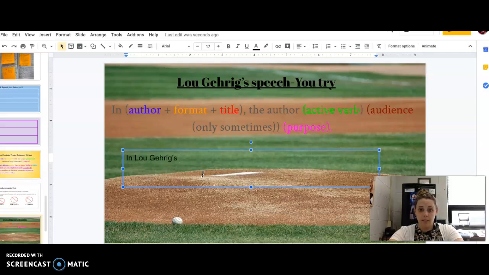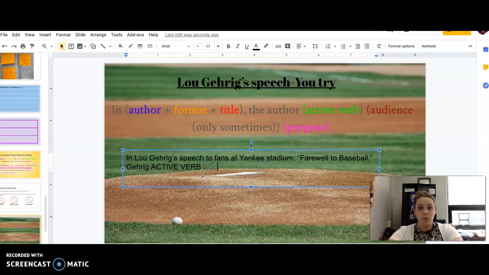in Lou Gehrig's speech, and here's where I can use my personal style to change things, right? I could even put the audience up here. In Lou Gehrig's speech to fans at Yankee Stadium, in Lou Gehrig's retirement speech from baseball, and I might say farewell to baseball. It doesn't really have an official name because it's not like he wrote it. He did it impromptu. And what am I going to say? What does he do, right? Where's my active verb? And what is his purpose?